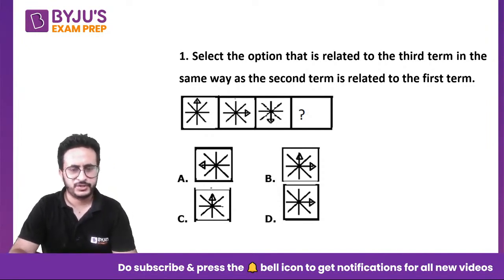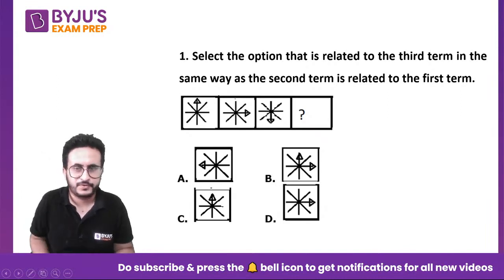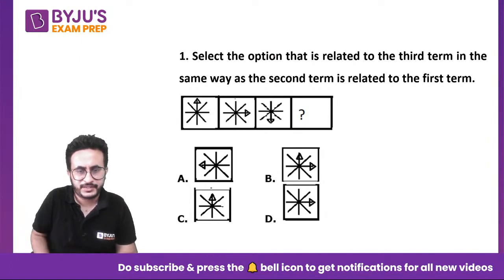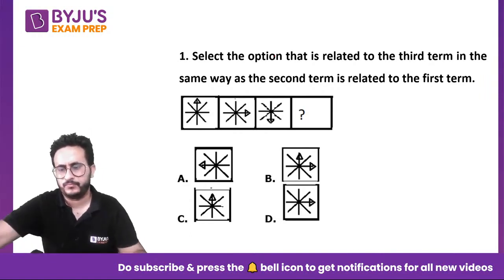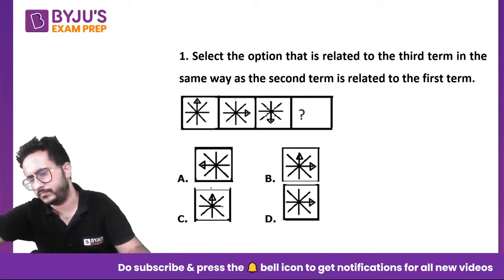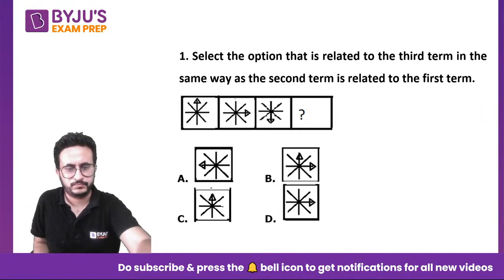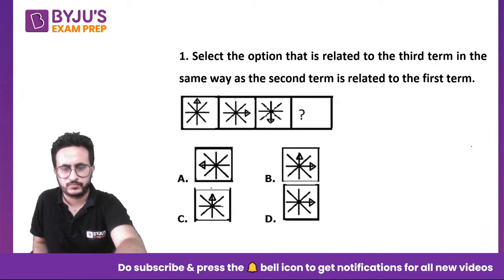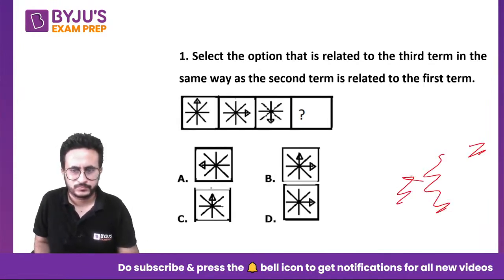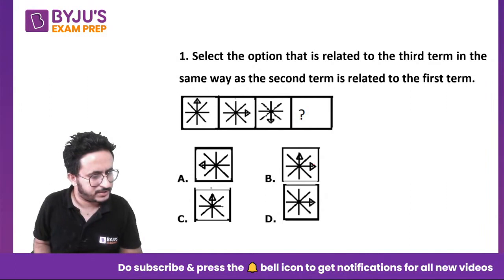Okay, so this is the question based on analogy. We are given the first and second terms, and we need to find what will come in the missing place to fill the same relation as the one in the first two images. So we need to fill this, right?